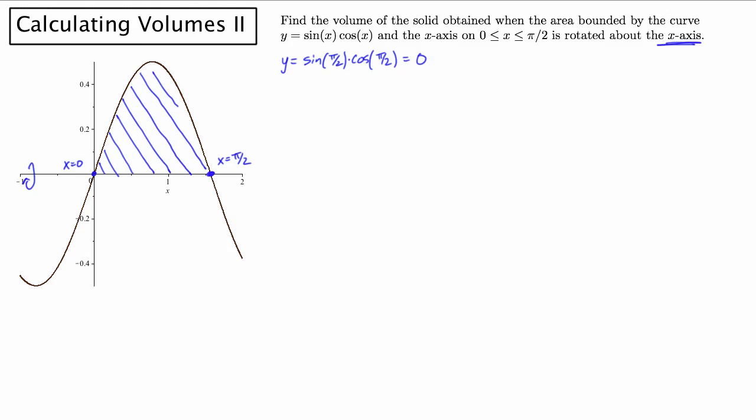In order to do that, if I'm applying the disk method, remember that the disk method uses the radius, which is essentially the function on the interval of investigation. So it would be the volume from 0 to pi halves, and I would have pi times the radius squared, and then I'm integrating with respect to x.